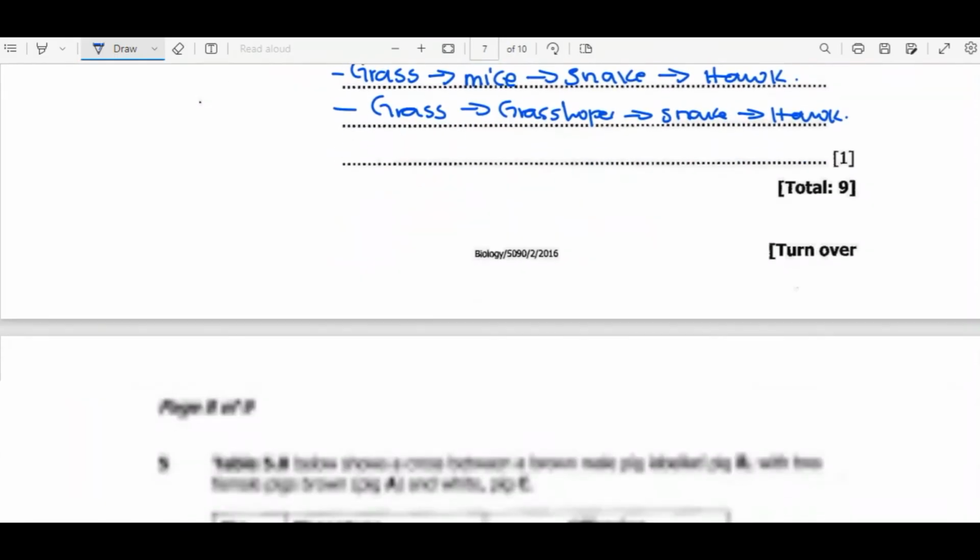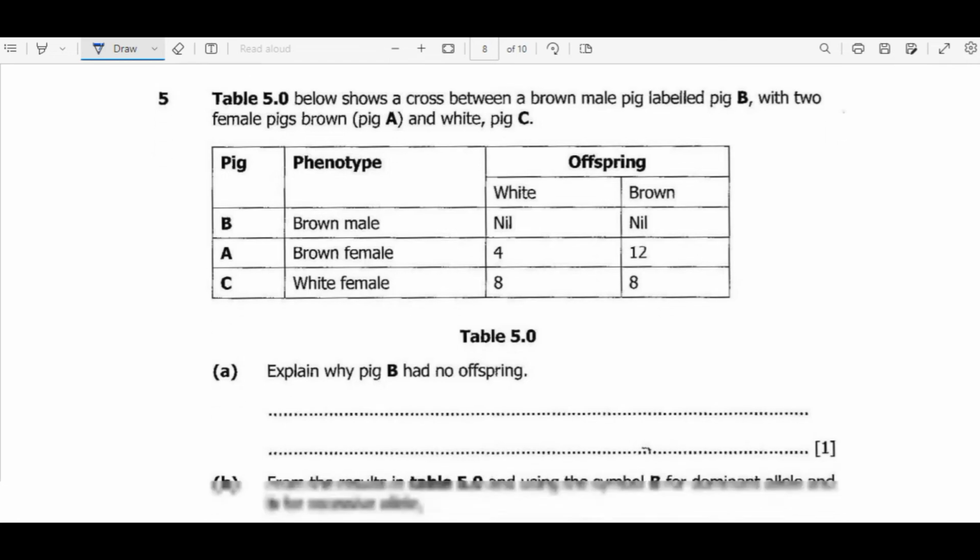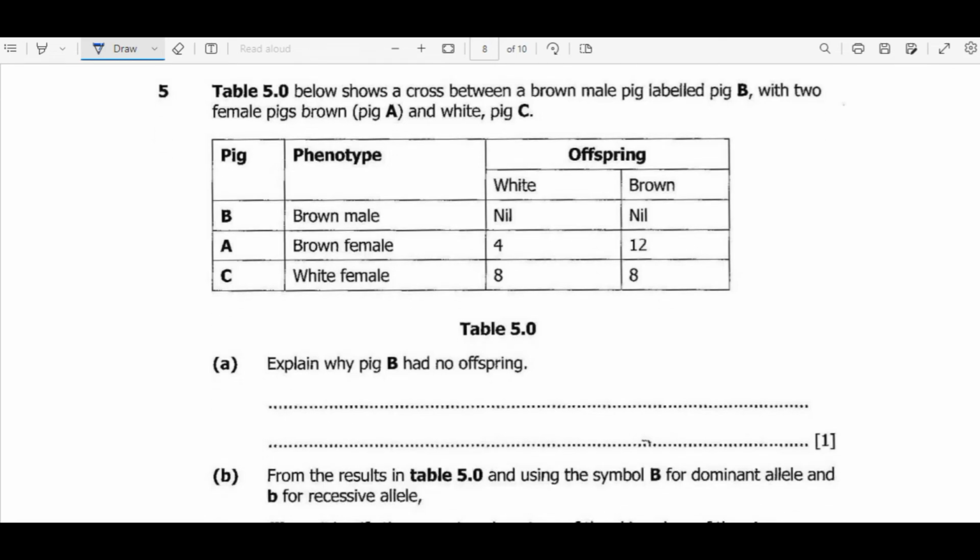Okay, we move on to the last question, the fifth one. So table 5.0 below shows a cross between a brown male pig labeled pig B with two female pigs, pig A and white pig C. Then if you look at the first column, pig ABC phenotype, brown male, brown female, white female. Then the offspring, for B we have none for both white and brown. Then for offspring we have 4 white, 12 brown.